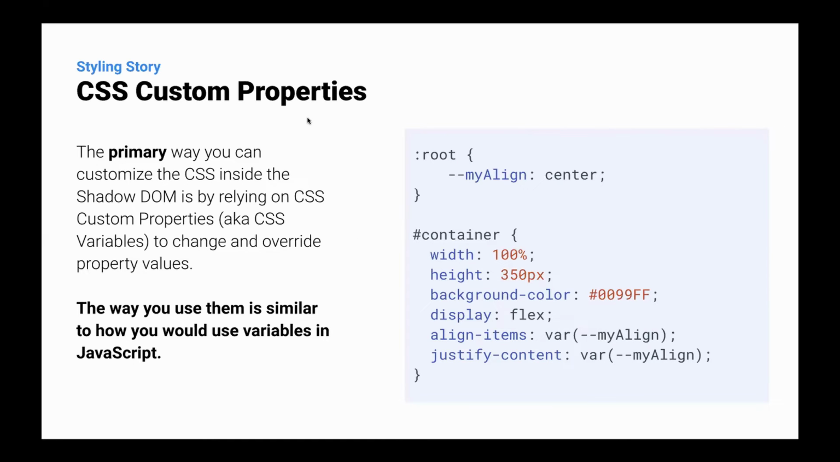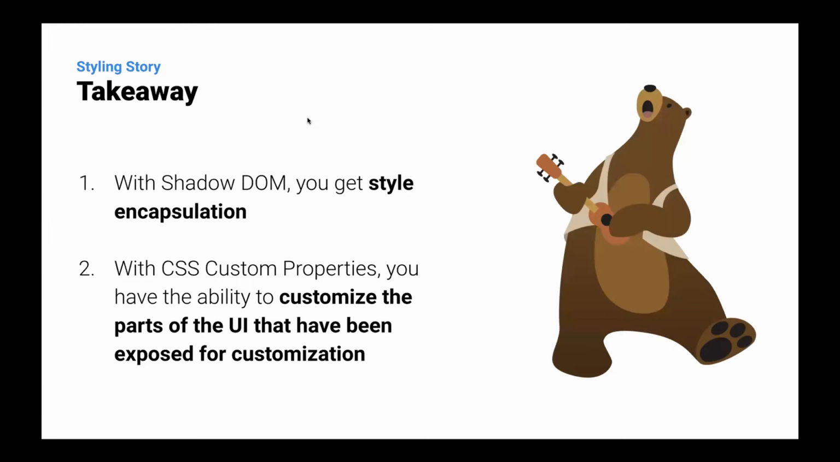And CSS custom properties allow this to work in a way that makes this all really simple. So the major takeaway, as part of just wrapping up the introduction to web components and the styling angle to it, is that with Shadow DOM, you get style encapsulation, where styles neither leak in nor leak out. And with custom properties, you have the ability to customize the parts of the UI that have been exposed for customization. So you can imagine that I can have a handful of properties. I go to a developer and say, you can modify these things. And the end result is those properties are what gets modified. No more do you have this complication of things getting misaligned.